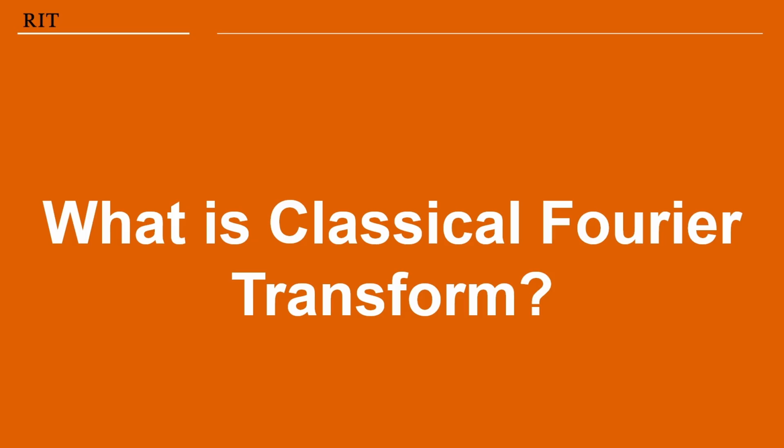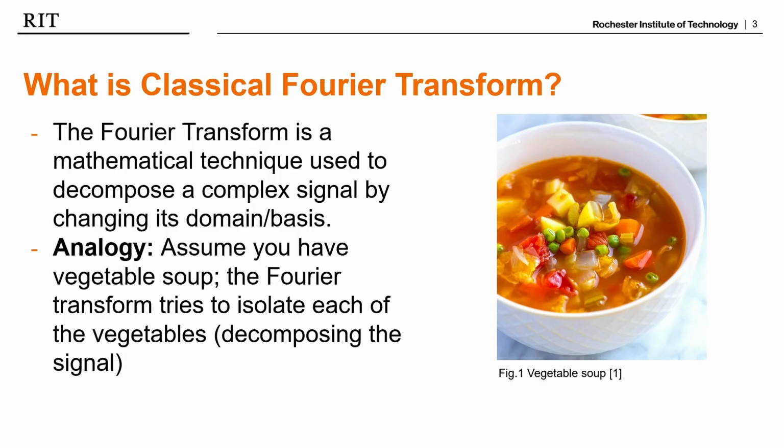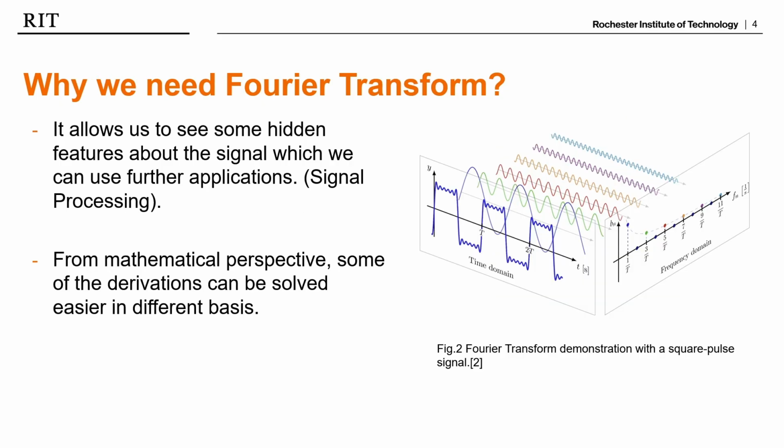What is a classical Fourier transform? A classical Fourier transform is a mathematical operation that changes a given input from a basis or domain to another. You can think of it like a vegetable soup. The soup is the input signal, and the Fourier transform is your senses separating and identifying each individual vegetable.